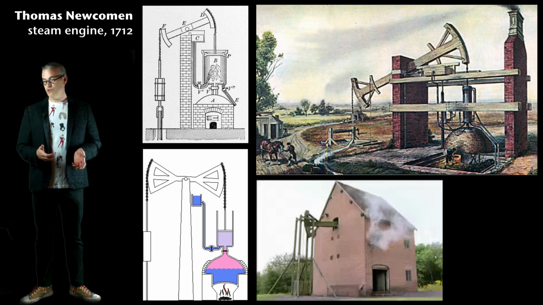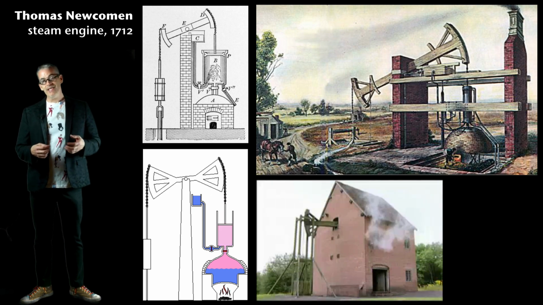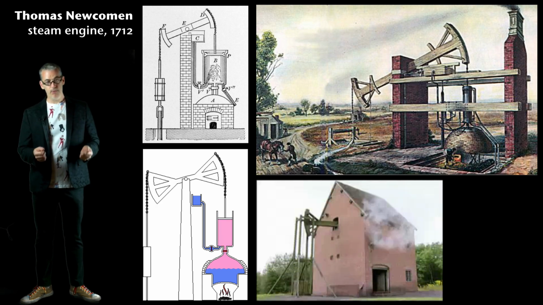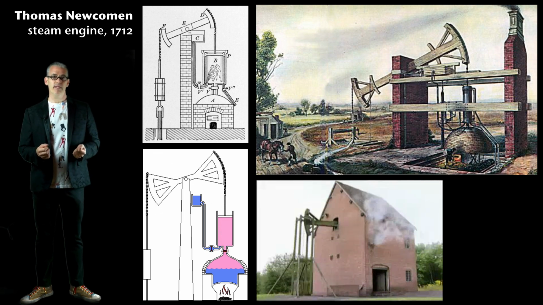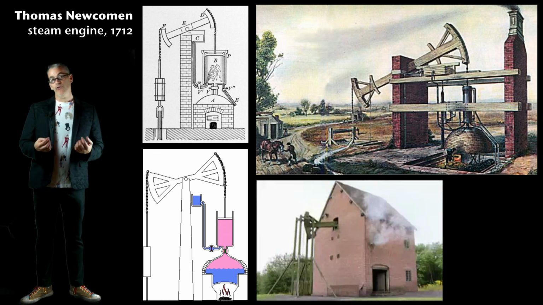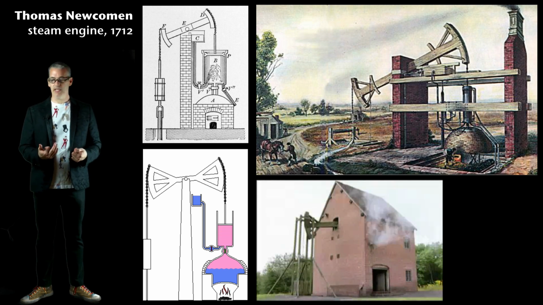Newcomen created a steam engine in 1712 that was used to pump water out of mines. 6,000 gallons of water a day had been taken out by buckets, by people with buckets. So think of all that labor that's saved if you just have a machine that does that for you. It's also portable. I know you're going to look at this image and laugh. There's nothing portable about that by our standards.